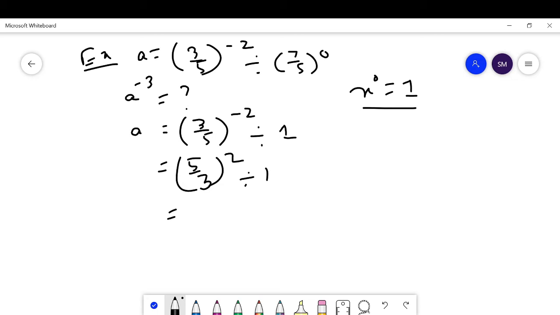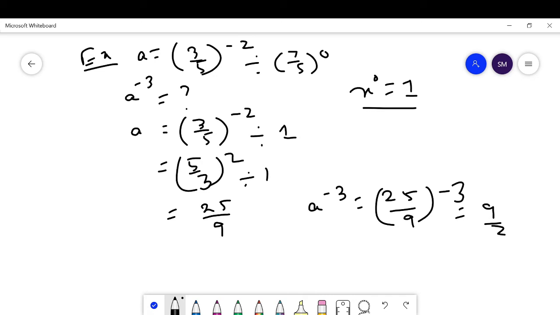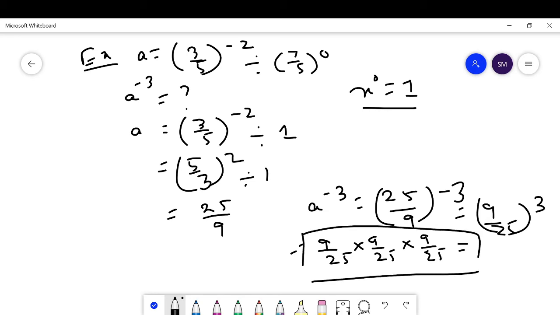This is 25/9. (5/3)^2 means 5/3 into 5/3, which is 25/9. But we have to find out A to the power minus 3. We have to find out (25/9)^(-3). This means (9/25)^3. Then we have to take 9/25 into 9/25 into 9/25. Then we can find the value. Okay, use a calculator or multiply, you can get the value.